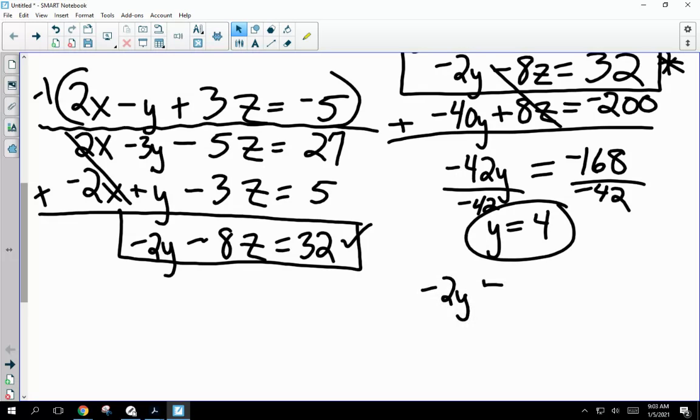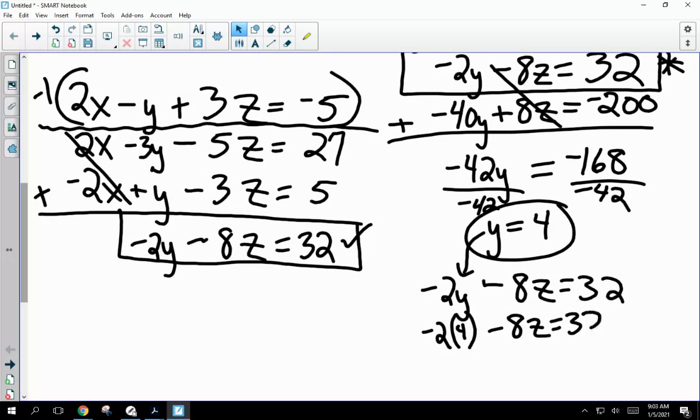2y minus 8z equals 32. So this is when you have two equations, two variables, and you know what y is, so you can just plug in this y right down there. So negative 2 times 4 minus 8z equals 32. So negative 2 times 4 is negative 8 minus 8z equals 32. So we know those two.